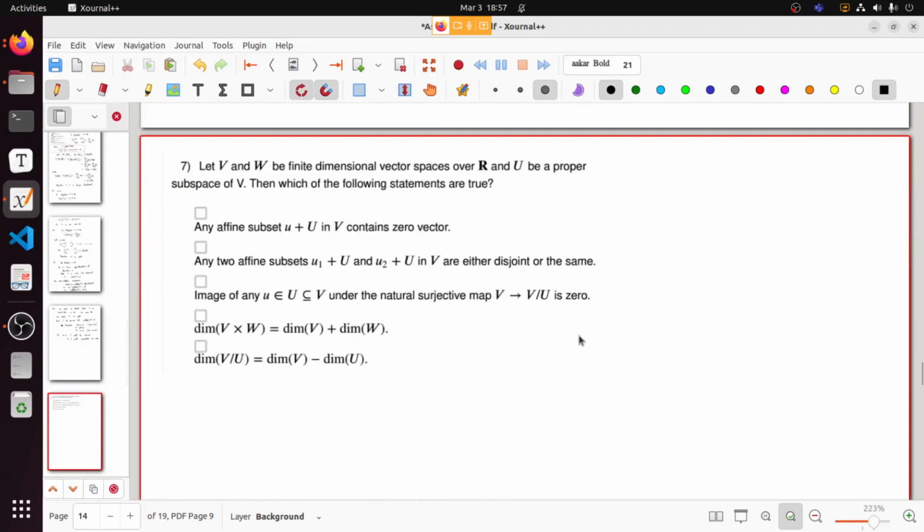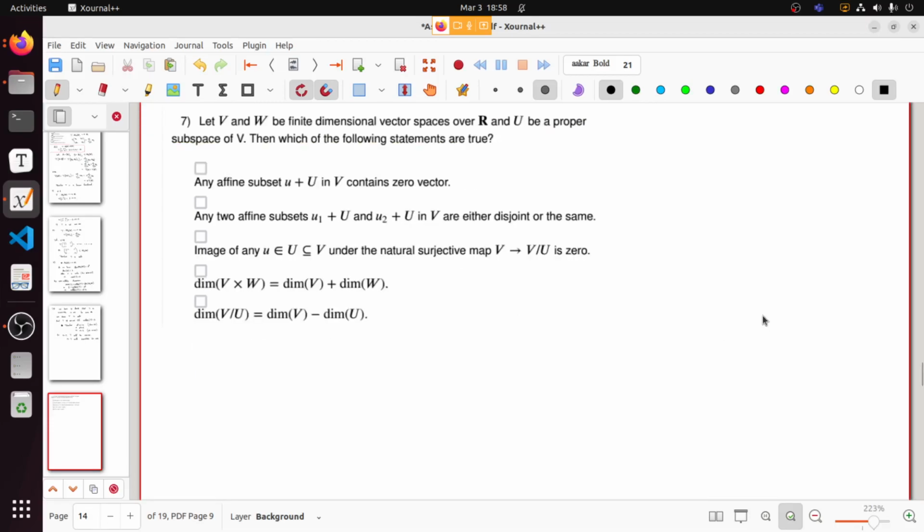Now question number 7. It says: V and W are finite dimensional vector spaces over R and U is a proper subspace of V. Which of the following statements are true? Okay, what is option number 1? Any affine subset u plus U in V contains the 0 vector. It's saying any affine subset. So this is not true, right? Why is this not true?